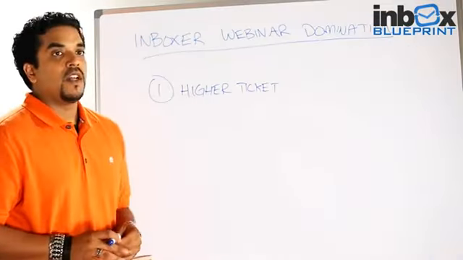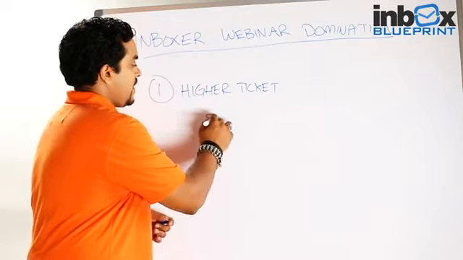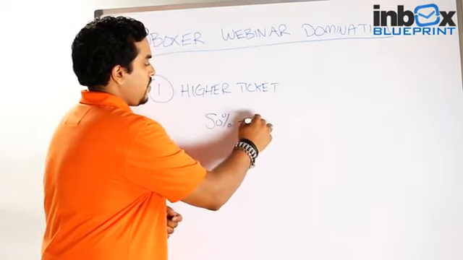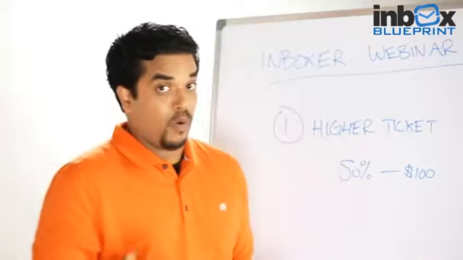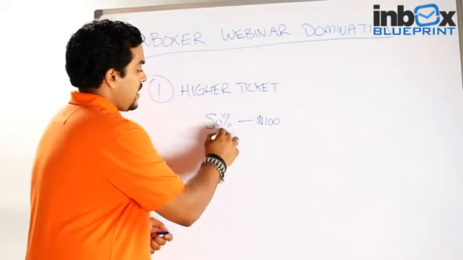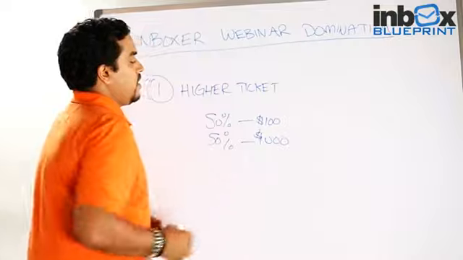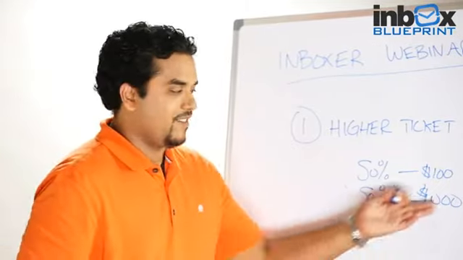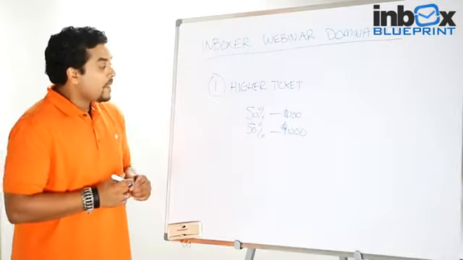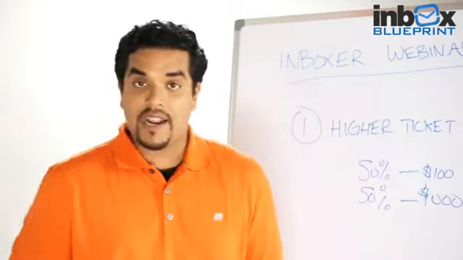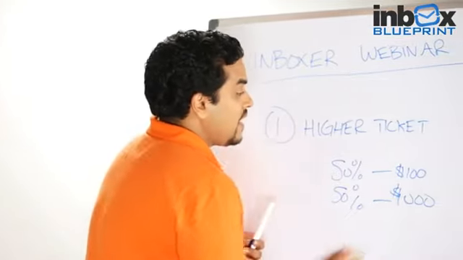Well, what's better? 50% of $100 or 50% of $1,000? Obviously, $1,000, right? So the reason we like higher tickets, especially as an affiliate, is we make more money.